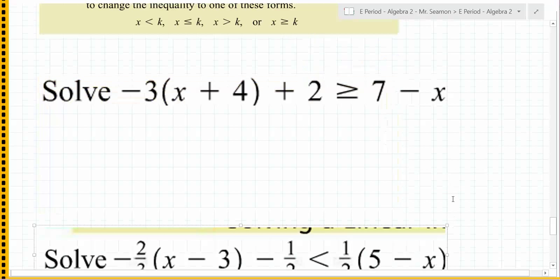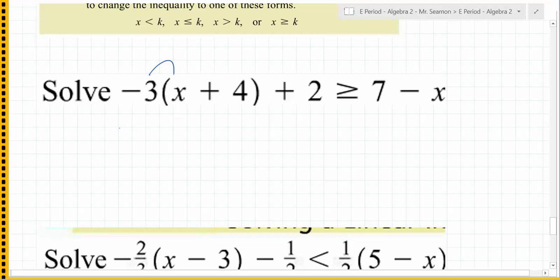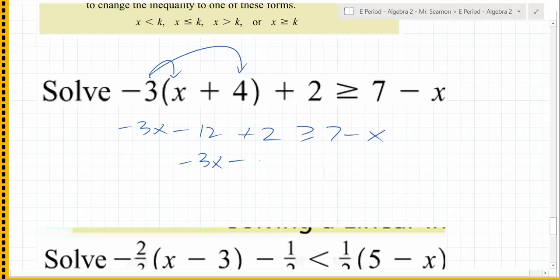4 possible. What do you have to do first on the left side, Aubrey? What one word? Distribute, right. So you end up with negative 3x minus 12 plus 2 is greater than or equal to 7 minus x. What should you combine on the left now? Yeah, so you get negative 10.